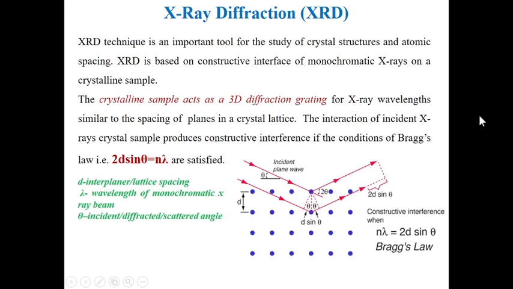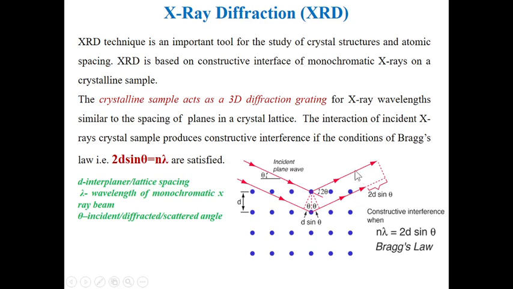Hence it will be diffracted, and the diffraction is going to be constructive. See, these are the incident X-rays and these are the diffracted X-rays, and after diffraction they will be detected by the detector.